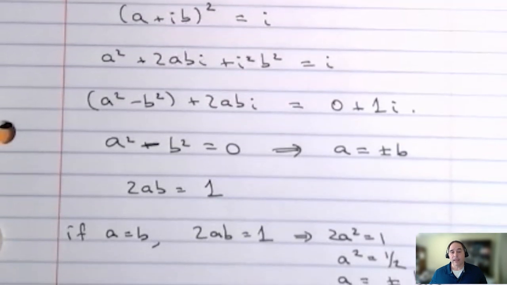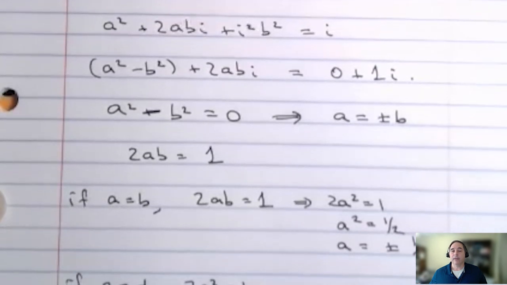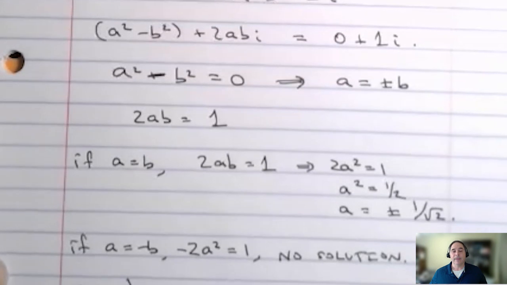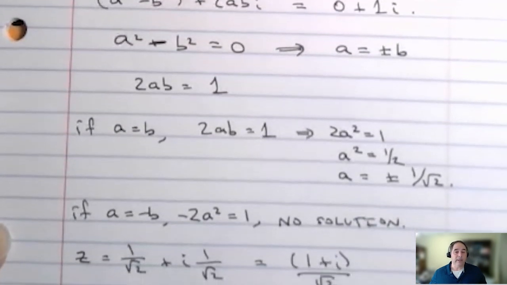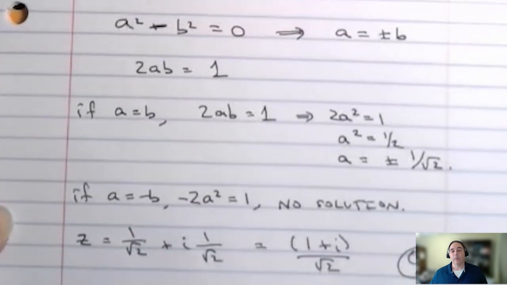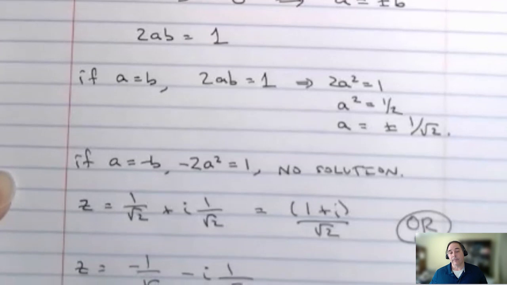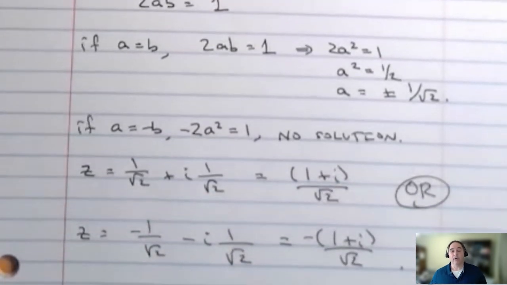So if a equals b, then 2ab equals 1 becomes 2a squared equals 1, and then we get two solutions: a equals plus or minus 1 over the square root of 2. However, if a equals minus b, then when we plug into the second equation, we get no solution. Therefore, we get two solutions like this. The real part is 1 over the square root of 2 and the imaginary part is 1 over the square root of 2, or both the real and imaginary parts are minus 1 over the square root of 2.